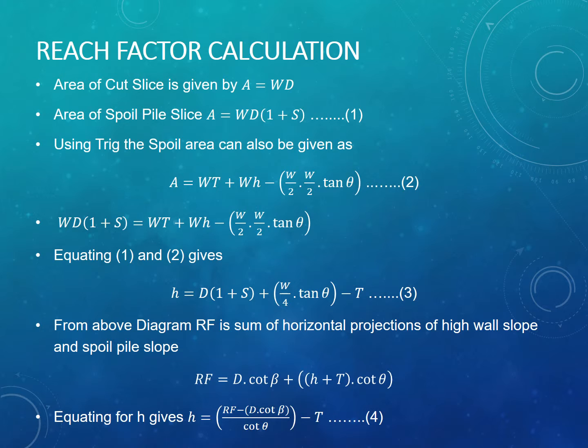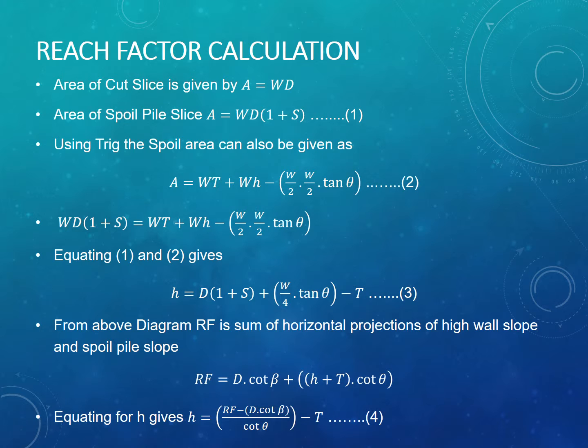Firstly, the area of cut slice is given by A = WD, and the area of the spoil pile is A = WD(1 + S). Through the use of trigonometry, we can also express the area of the spoil pile as A = WT + (WH - W/4) tan θ, which provides us with the equation WD(1 + S) = WT + (WH - W/4) tan θ.